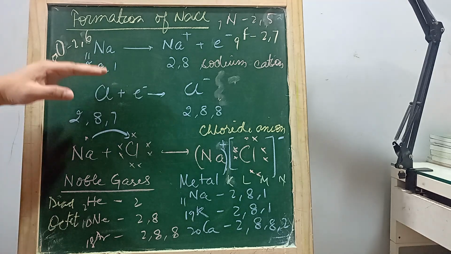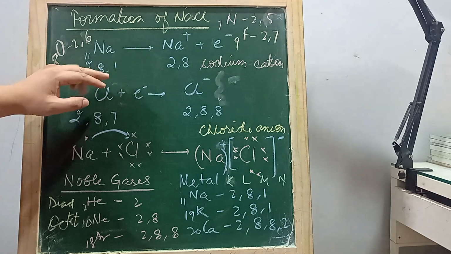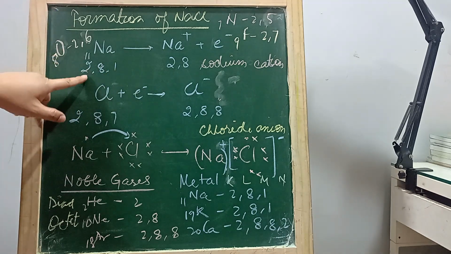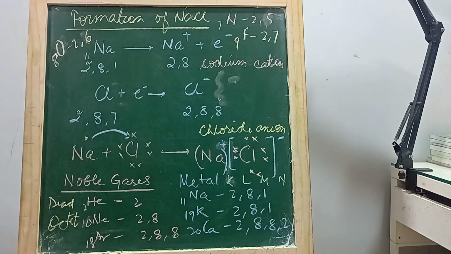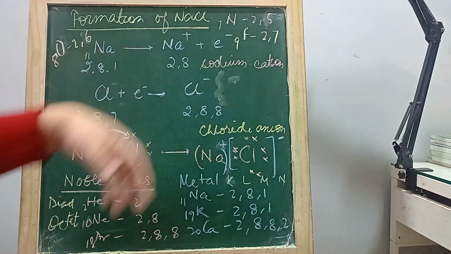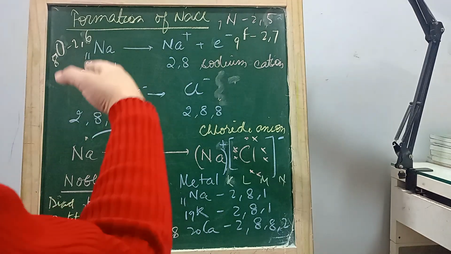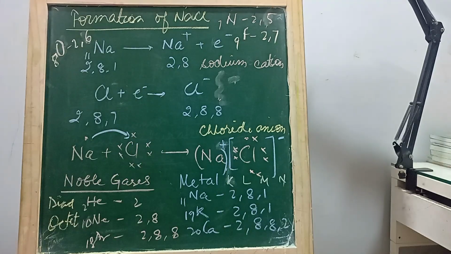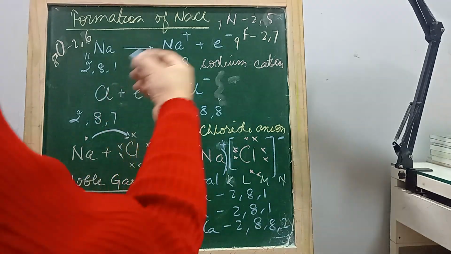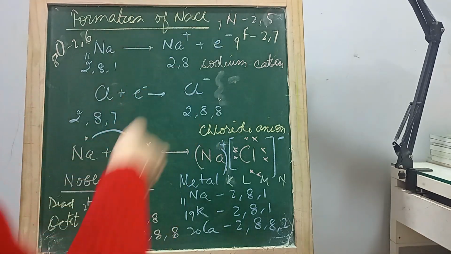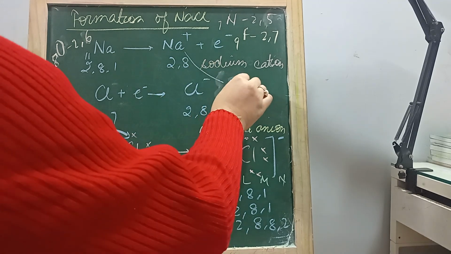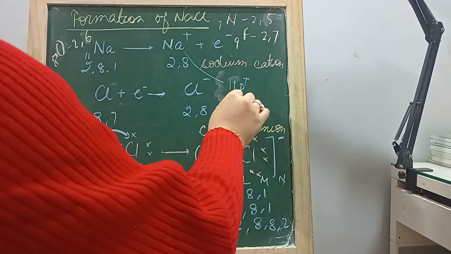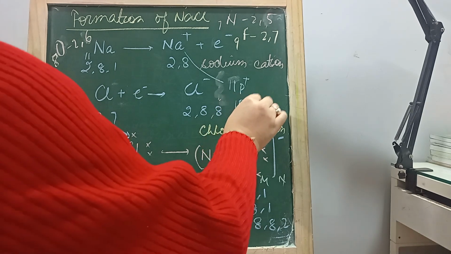So the electronic configuration of the sodium atom is 2, 8, 1. That means in the K shell there are 2 electrons, in the L shell there are 8 electrons, and in the M shell there is 1 electron. So what happens is that when sodium loses 1 electron, the number of protons will be more than the number of electrons. Here in this case you'll find that there are 11 protons and only 10 electrons, right?